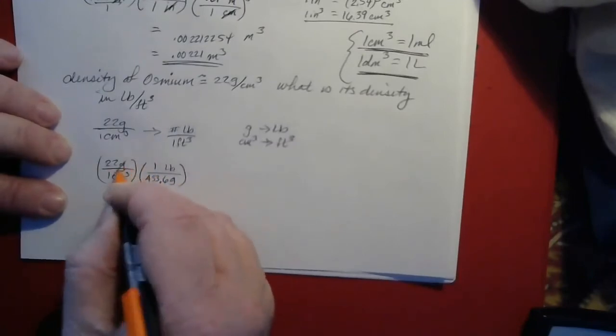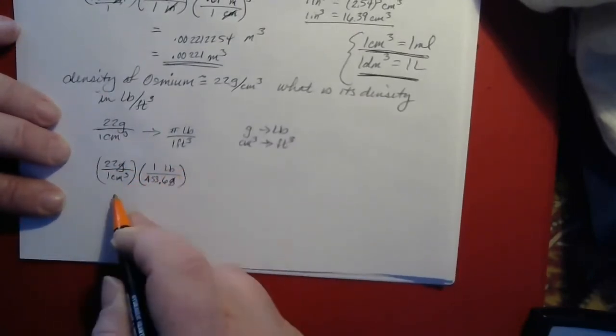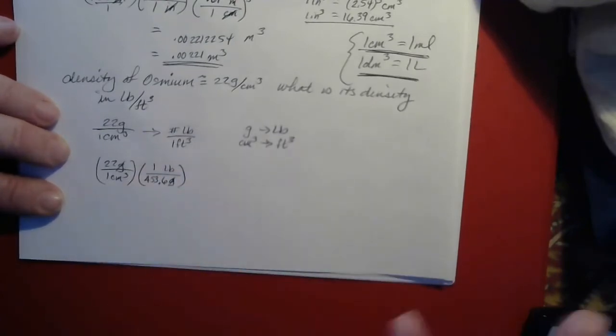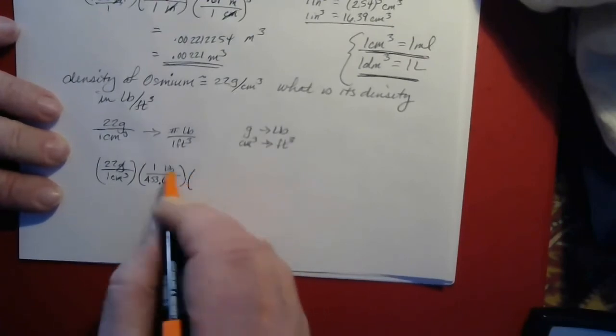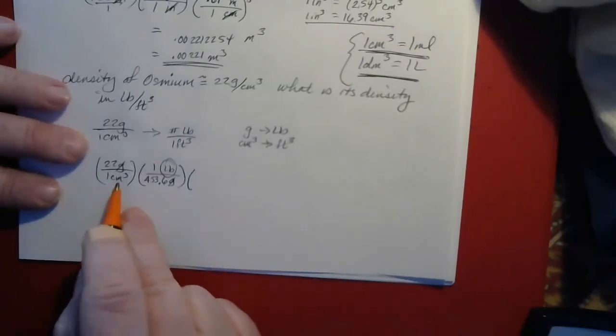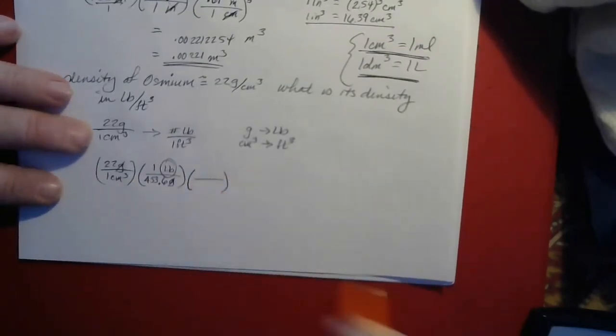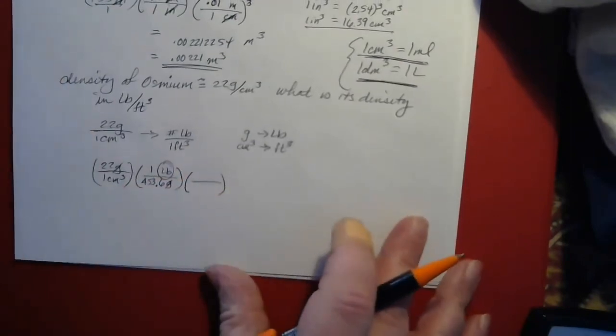So now at this point, grams should cancel out, and we would have pounds per cubic centimeter if we wanted to stop and write down the answer at this point. We've got the unit we want in the numerator. So now all we have to do is come back and fix the denominator. In the denominator, we've got cubic centimeters. We don't want cubic centimeters. We want cubic feet.